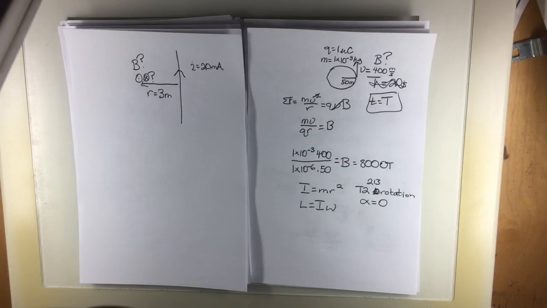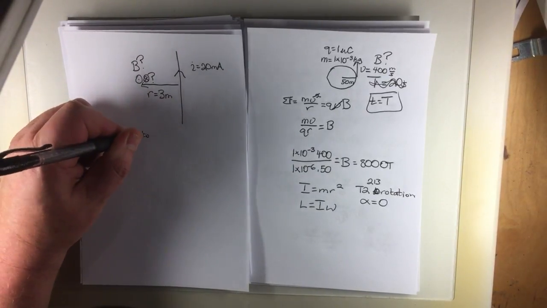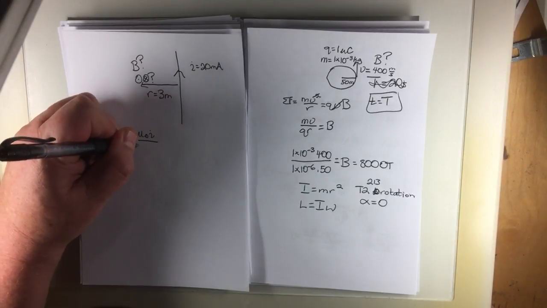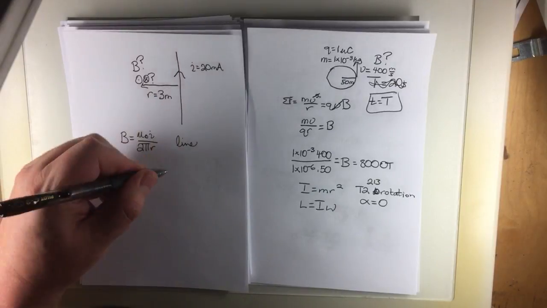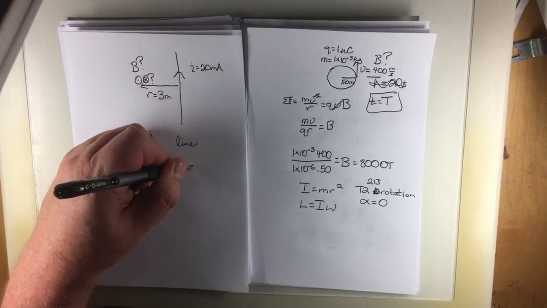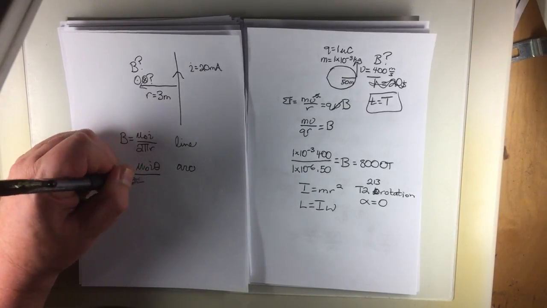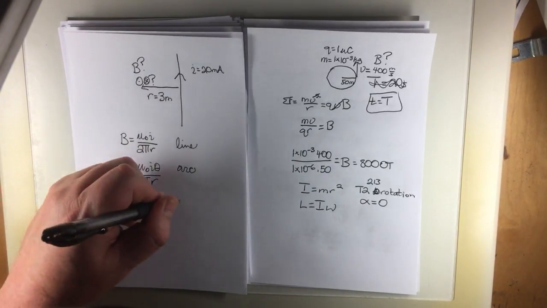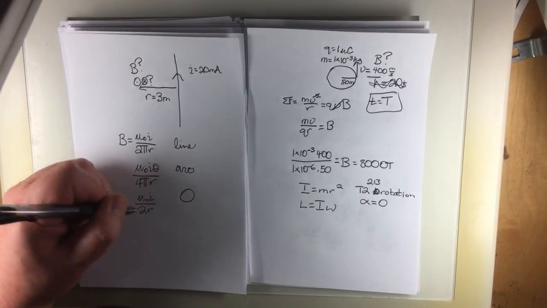We're only dealing with three major things: arc, circle, line, or a combination of a circle with a line. Here we just have a line. So the B field is magnitude-wise mu naught I over 2 pi r. For an arc, it is mu naught I theta over 4 pi r. And for a circle, it's mu naught I over 2r.